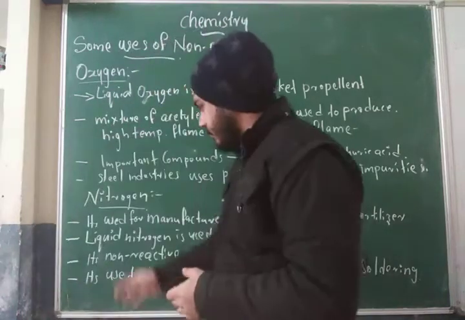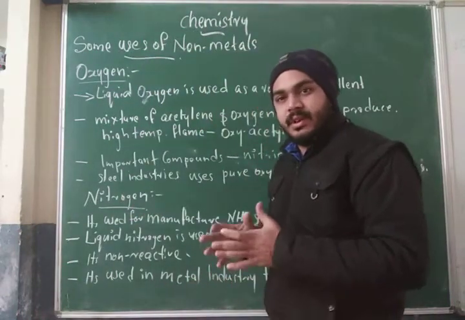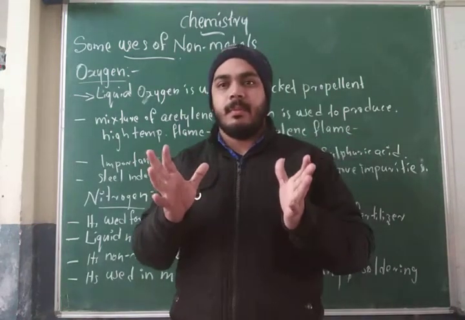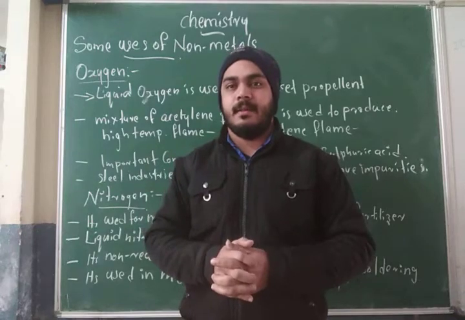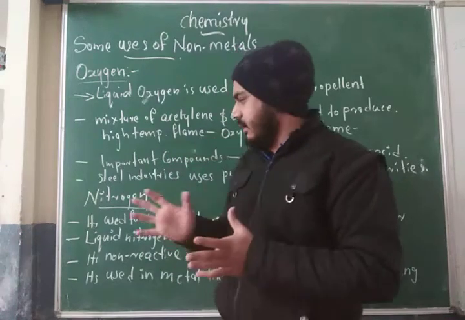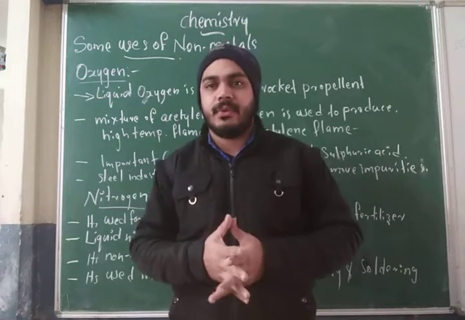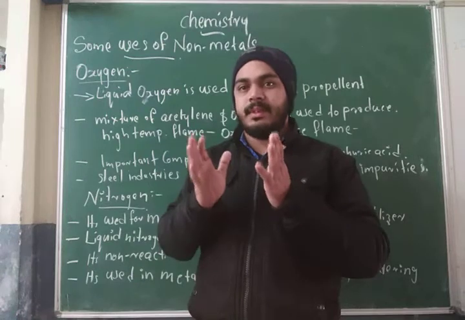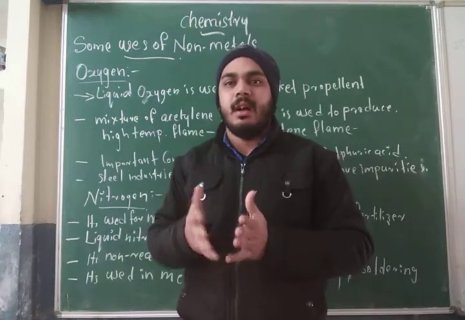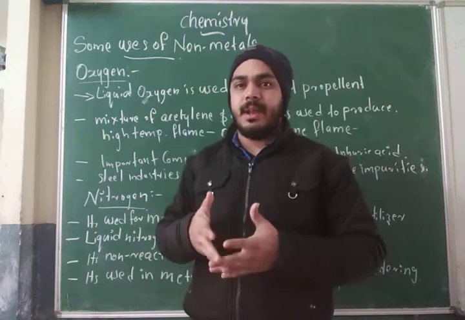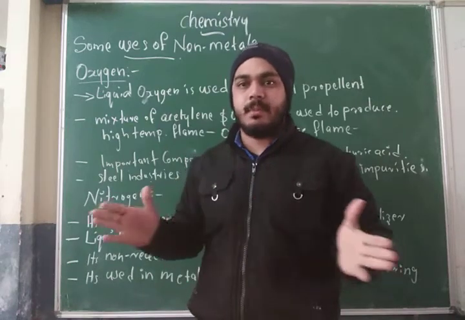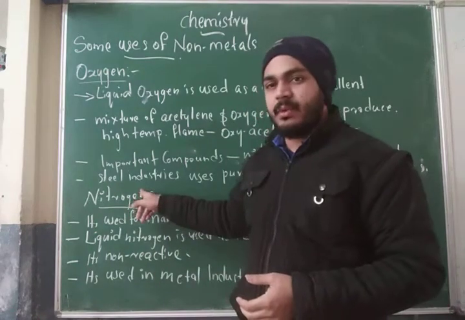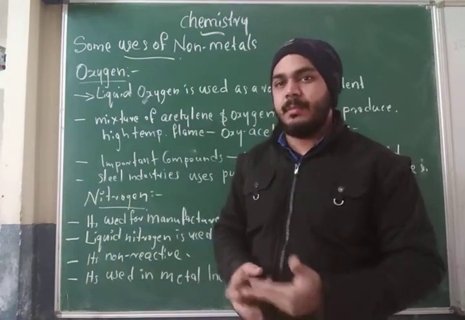And the next one, nitrogen. Nitrogen is also a very important gas for animals and plants. Plants use nitrogen compounds, which are very helpful in building plant proteins. As a result, plants grow easily. That's why nitrogen is a very important and essential gas for plants and animals.